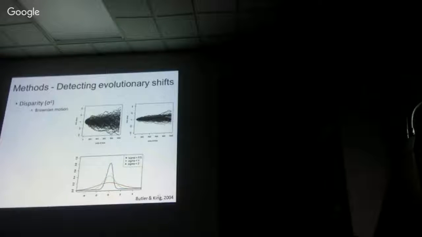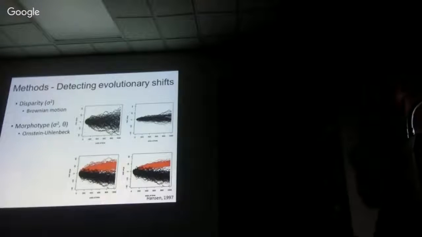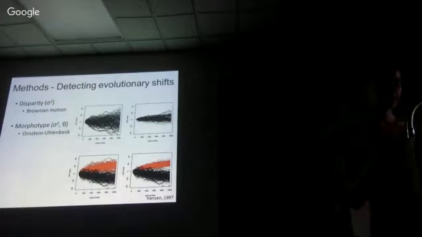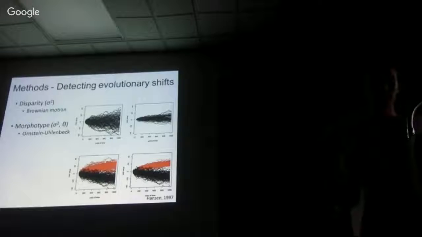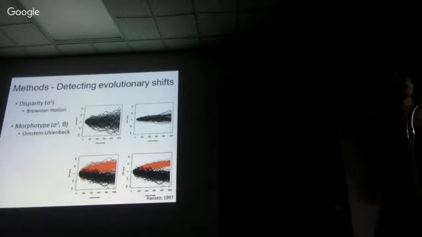In order to test whether a shift in morphotype has occurred, I will test for a significant difference in theta values between clades. And I do this using Ornstein-Uhlenbeck models. Whereas a Brownian motion model assumes that change over time is random and stochastic, an Ornstein-Uhlenbeck model assumes that traits evolve towards an optimum value. So there is some sort of pull towards an optimum value. And this value is called the theta parameter.